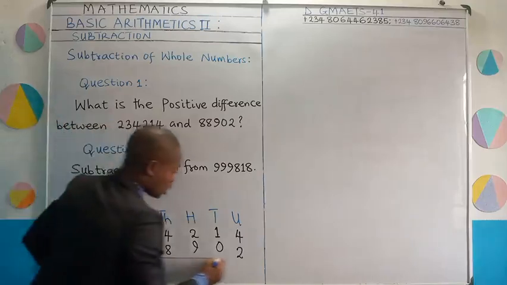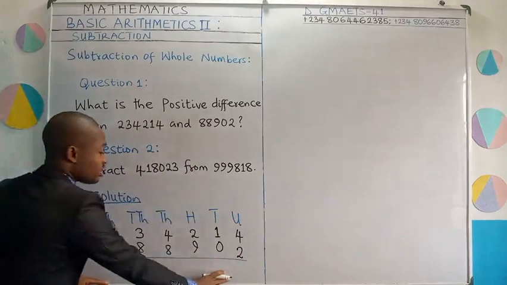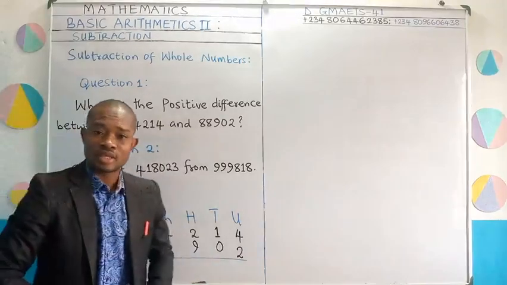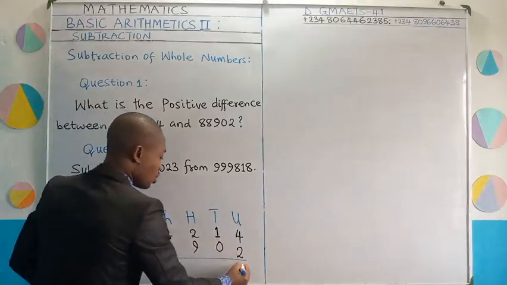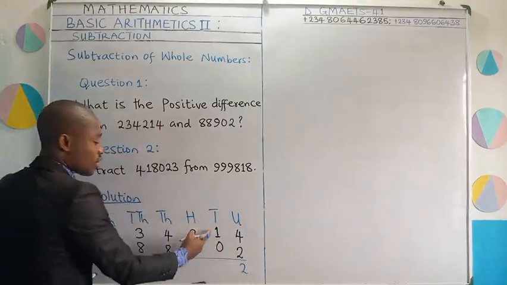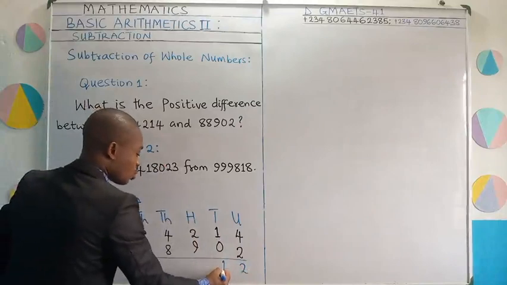Let us now do the subtraction. I'll draw this line so as to write my answer below. We'll start with units, the smallest place value here. 4 minus 2 is going to give us 2, so I'll record 2 there. Then under tens, we have 1 minus 0, it's going to give us 1.